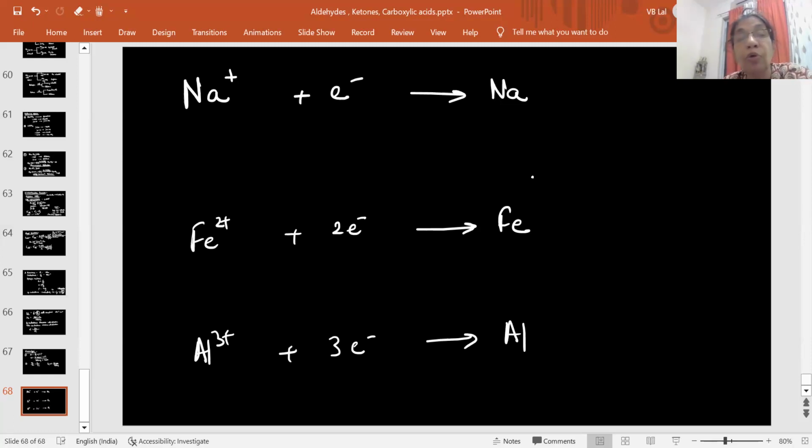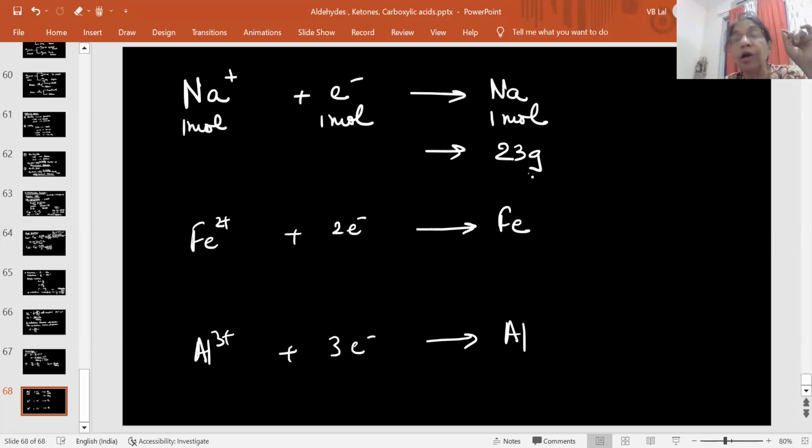Now, if I take 1 mole of sodium ions, how many moles of electrons will I need? 1 mole. And then I will deposit how much? 1 mole. What is the mass of 1 mole of sodium? 23 grams. So in order to deposit 23 grams of sodium, I will need how much charge? Charge which is equivalent to the charge on 1 mole of electrons. So the charge on 1 mole of electrons is equal to how much? It is 1 Faraday.